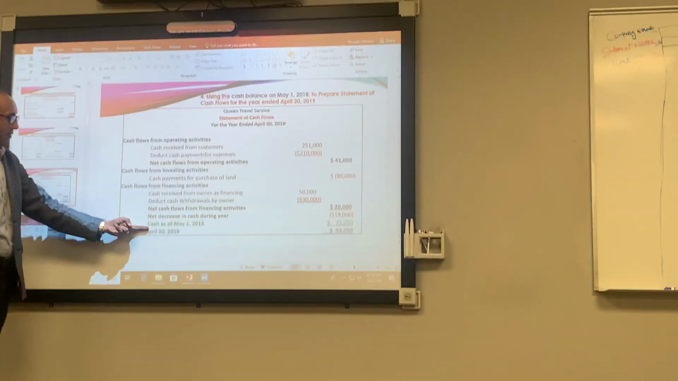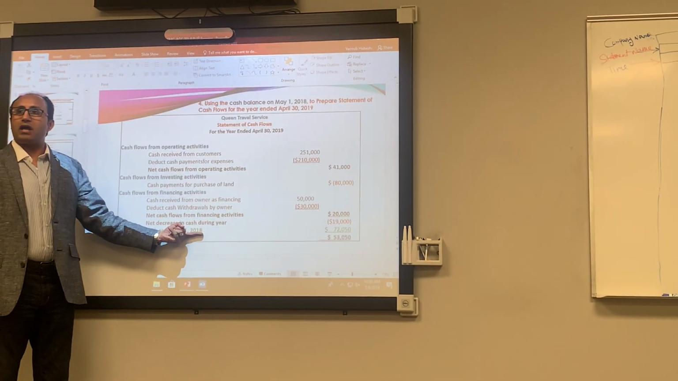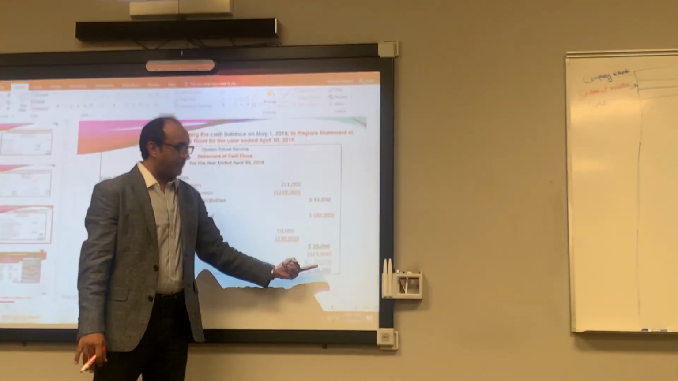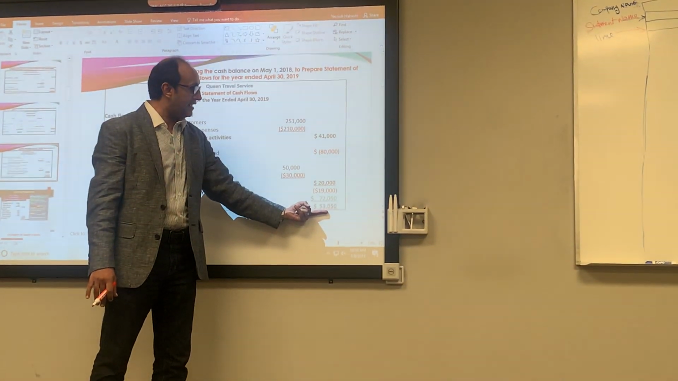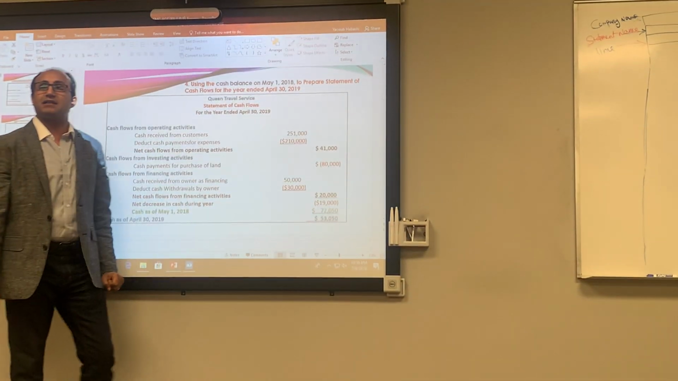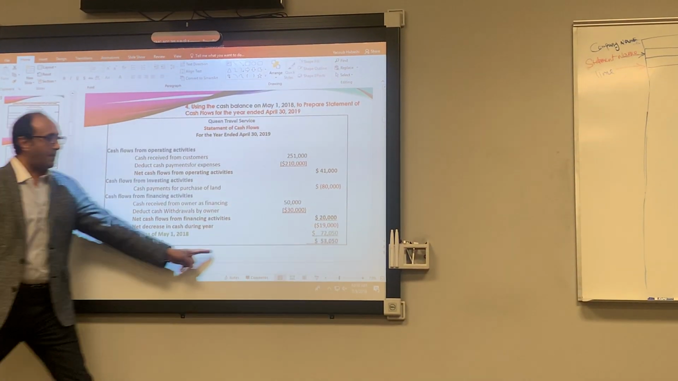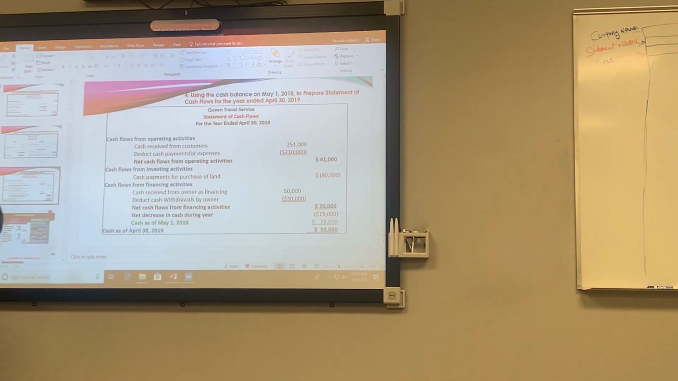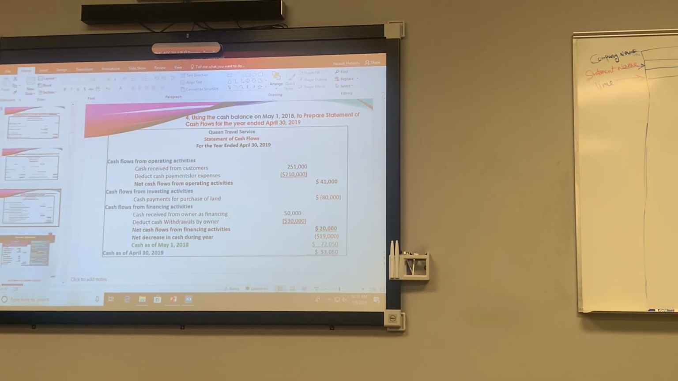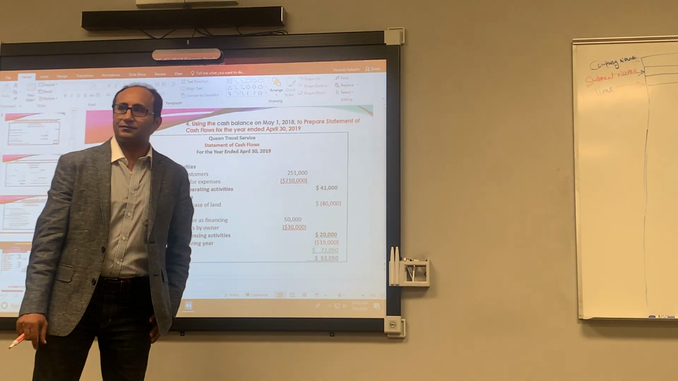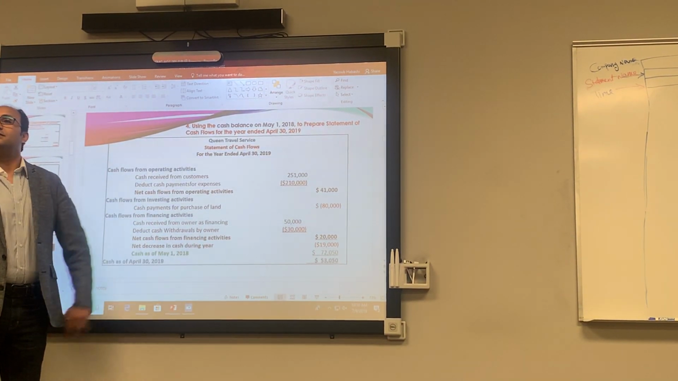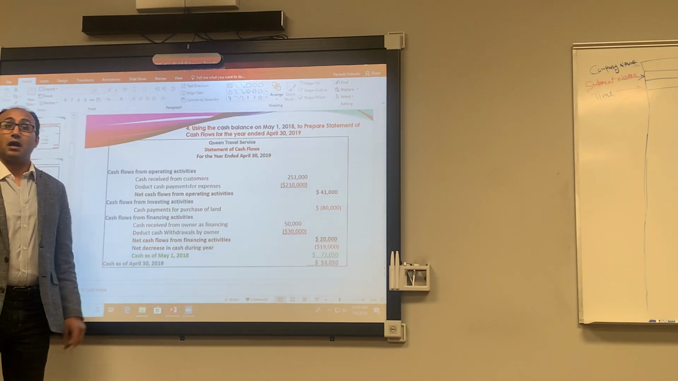Subtract this number, cash from May 1, 2018, $72,050. You get $53,050. Do you remember this number? As I told you, did you see this number before? $53,050? Where? Income statement, right? No. What's the statement before this? Owner equity? No, balance sheet.